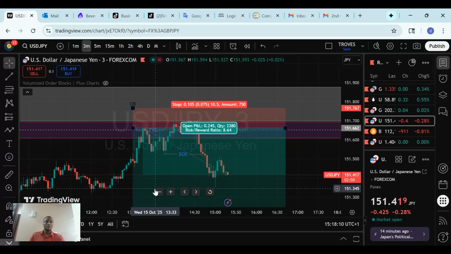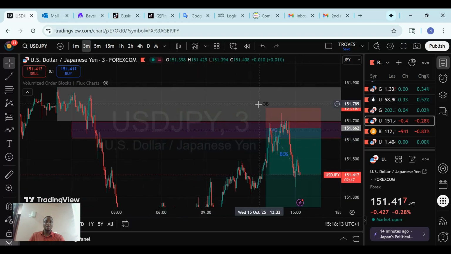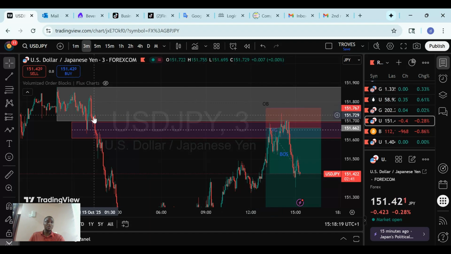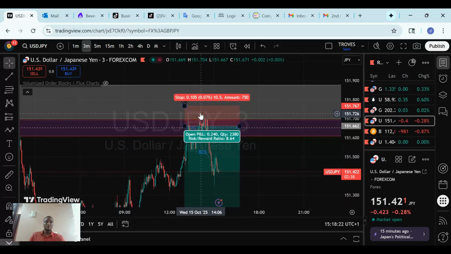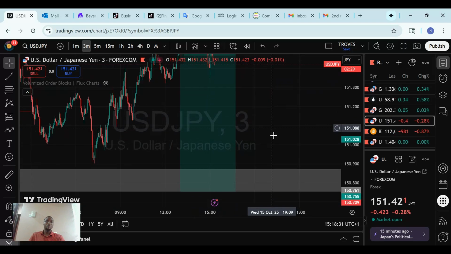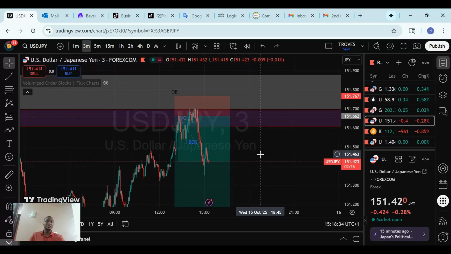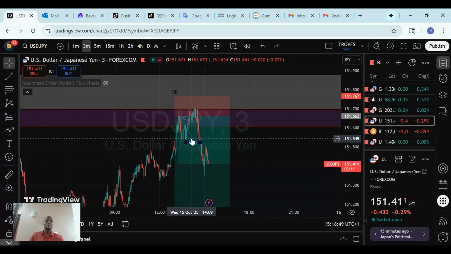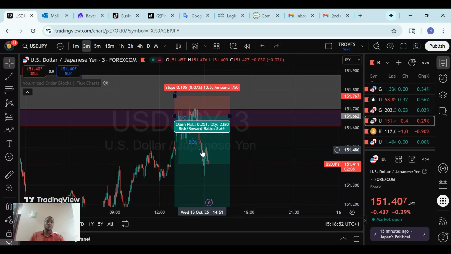So hold on, let me show you something. Let me show you why my stop loss is there. This is it. I placed my stop loss just a little bit above this long weak candle rejection, and my risk to reward ratio is 8.64. So this is the beauty of entering trades using this model, because you tend to catch trades at very good entry positions, and then it increases your risk to reward ratio.